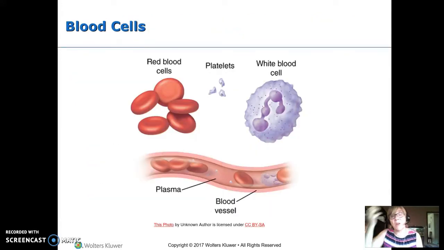And so here's just our different cells, right? If you remember, our biconcave red blood cells, it allows them to hold more, kind of shrink and expand, those little pieces of platelets. And then our white blood cells are really big. And look at, that's a neutrophil. Look at that membrane, or that nucleus there. And there they are going through the vessel.